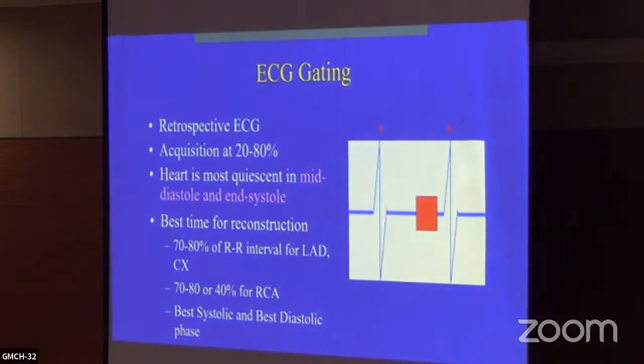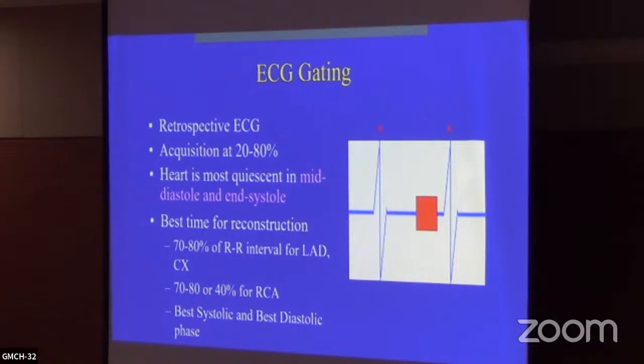ECG gating I talked about. Retrospective ECG gating is usually done if you are also interested in the functional assessment of the patient. We use dose modulation, that is, the current is maximum in certain phases of the cycle where you are going to reconstruct your coronary arteries. The time for reconstruction you will have to choose. I'll show you one example.